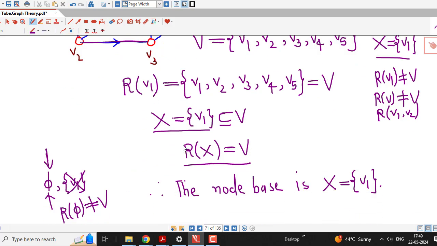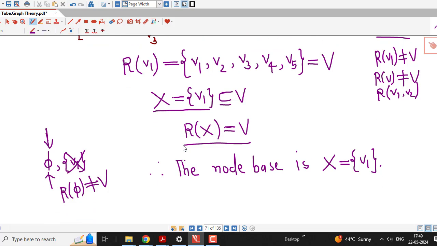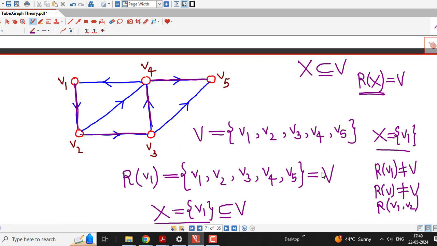And as we have discussed in previous lecture that there can be more than one node base for the same directed graph, but the number of vertices in every node base are same. And we also have discussed that whenever we are writing a node base, and if we have any cycle in the node base, then any vertex on that cycle can be considered in the node base. Here we have taken V1 in the node base. We can consider V2, V3, V4 also.